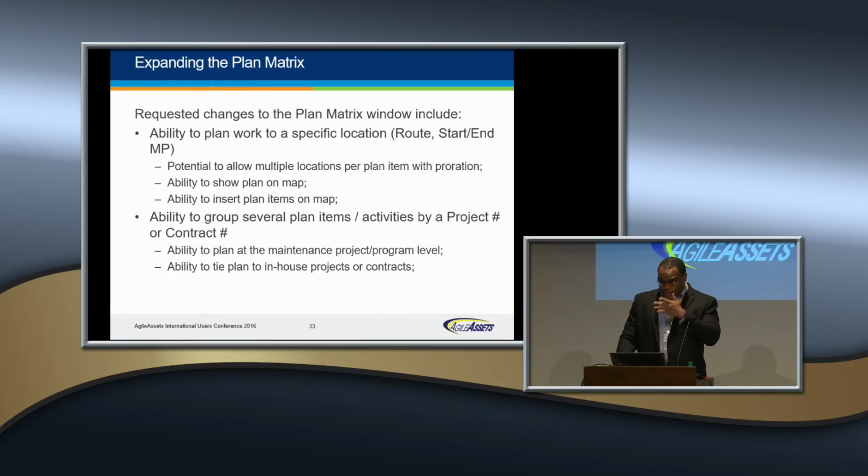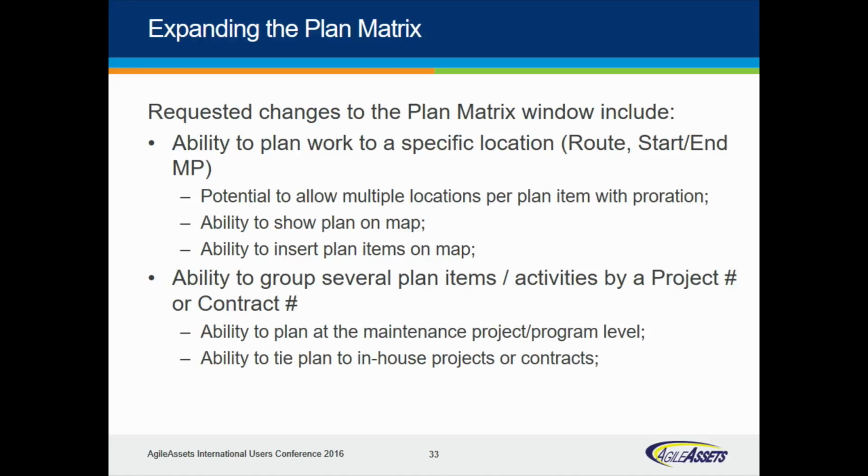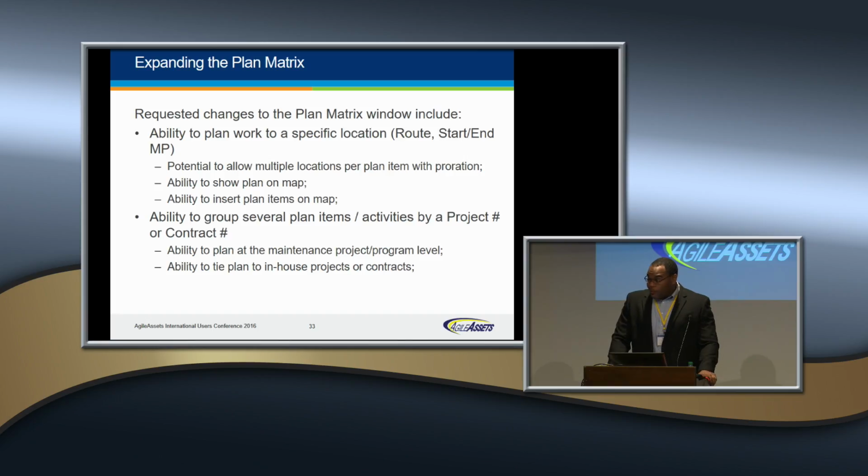Okay, so one of the first things, and this one came out of Ohio, is the ability to plan work at a specific location level. Right now you can put in an asset, a specific inventory asset, on a plan item. We will have the ability to go down to the specific route and location. That will open up other things, such as the ability to show the plan on a map, and also the ability to have possibly multiple locations per plan item. The long-term goal, of course, would be to start from the map and be able to create your plan directly on the map.